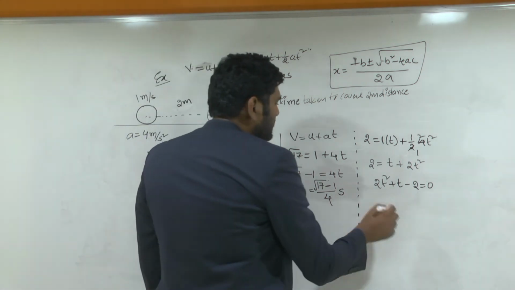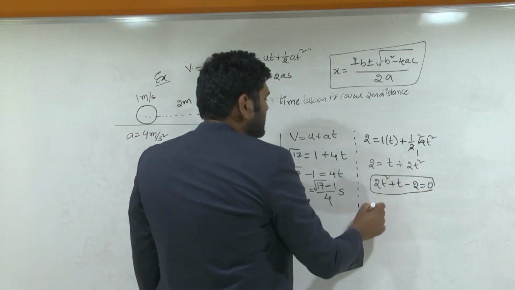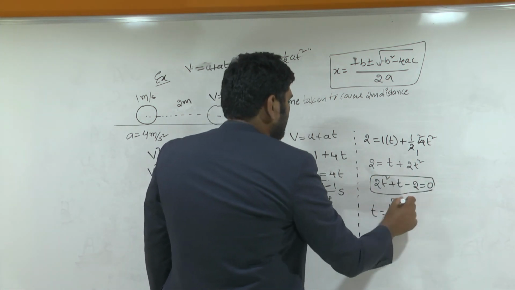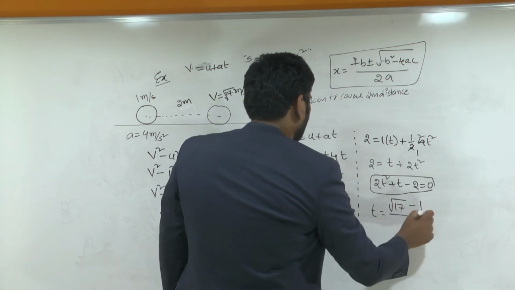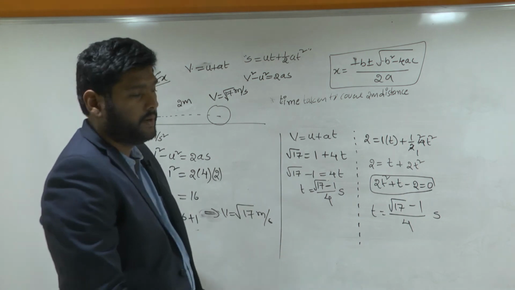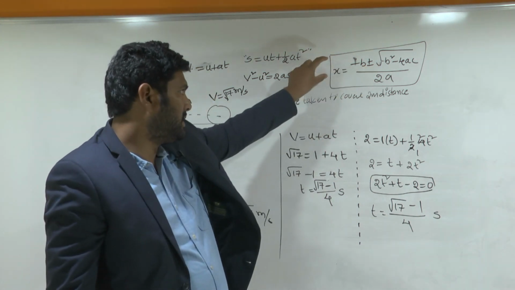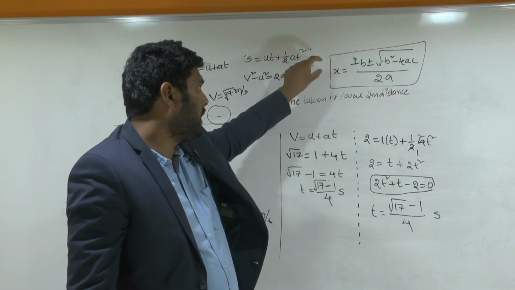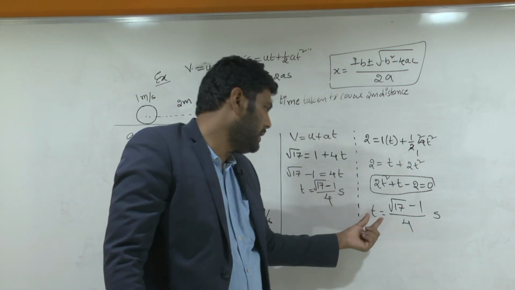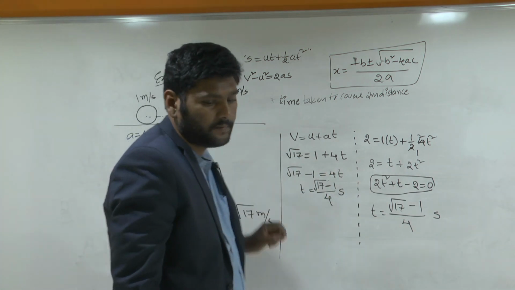If you find the solution for this quadratic equation, you will have the same answer as (root 17 minus 1) by 4 seconds. The same answer you will get by substituting the a value, b value, c value in this relation. The solution will be your time taken for covering this 2 meter distance.